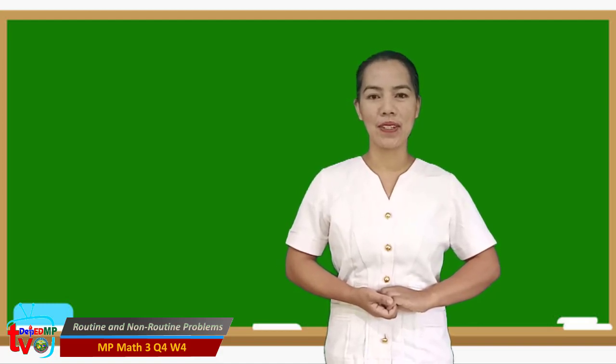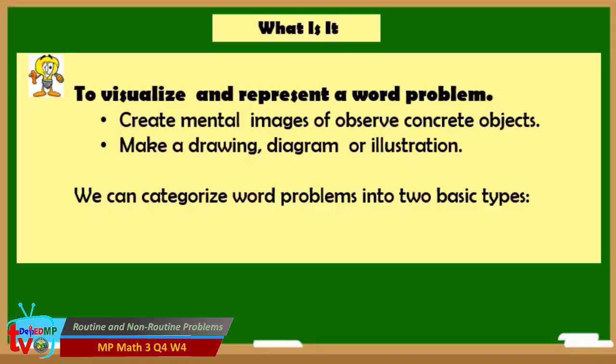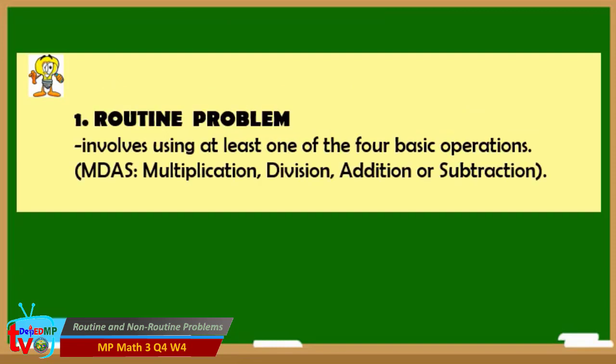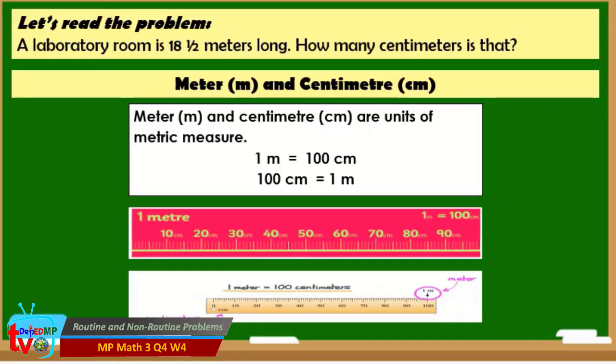and capacity measure. In order to visualize and represent a word problem, we need to create mental images of observed concrete objects. Likewise, we can make a drawing, diagram, or illustration. We can categorize word problems into two basic types. First, routine problem. It involves using at least one of the four basic operations. It can be multiplication, division, addition, or subtraction.